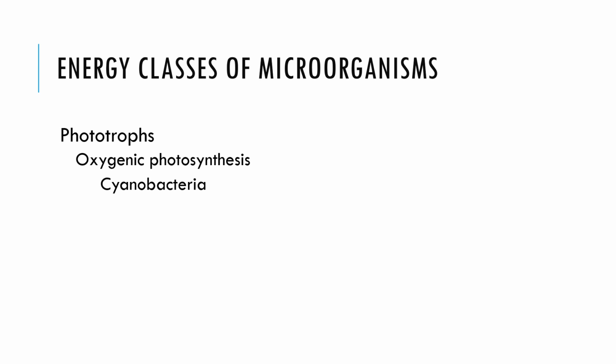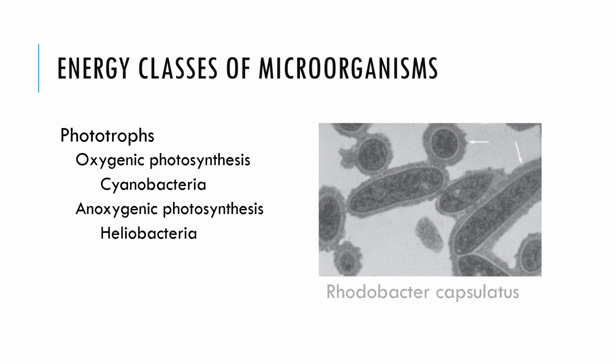The other form of phototrophy, anoxygenic photosynthesis, occurs in at least 6 phylogenetic lineages of bacteria, including the purple and green bacteria, the heliobacteria, and many others. In anoxygenic photosynthesis, oxygen is not produced. This image is a picture of Rhodobacter capsulatus, which is an example of a phototroph.